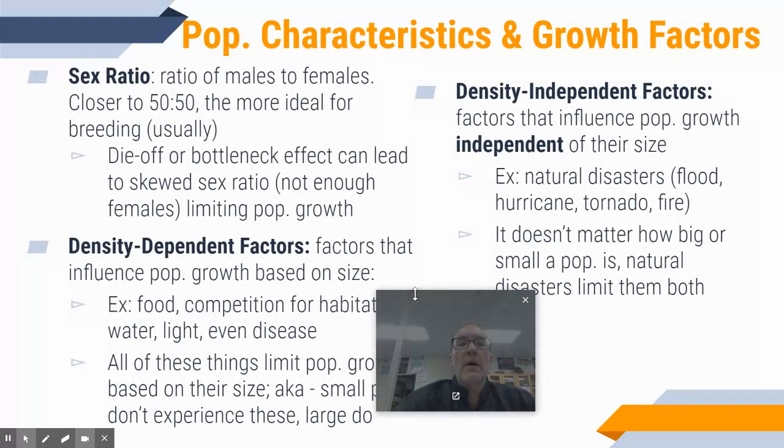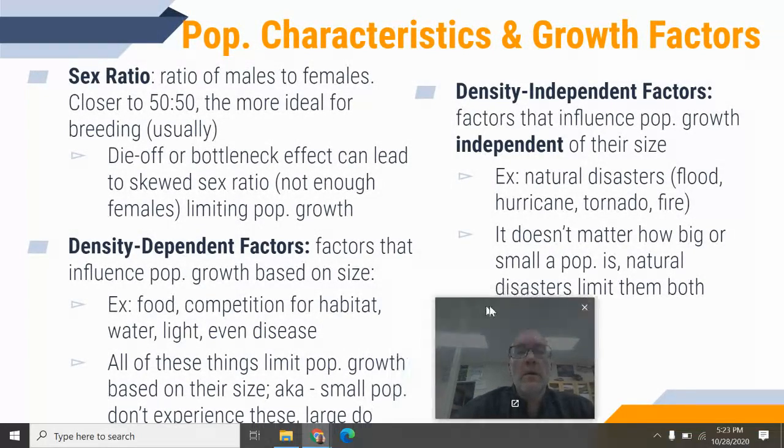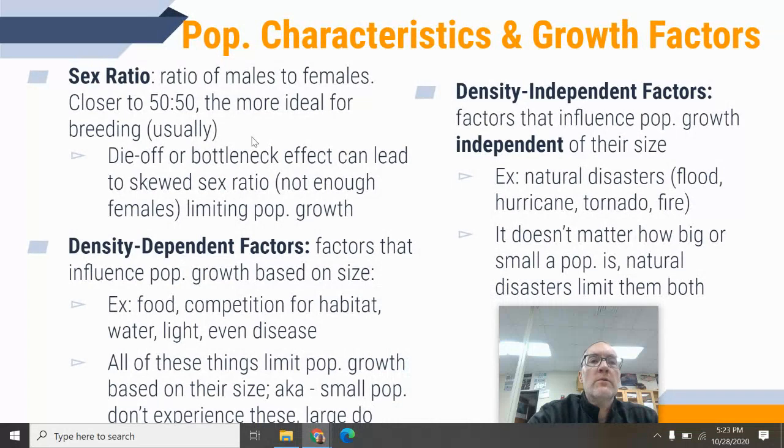All right. So other things that are important to note are sex ratios, the ratios of males to females, to understand populations. If there's a die-off or bottleneck effect which skews that sex ratio, if there's not enough females, for example, that can severely limit the population growth.